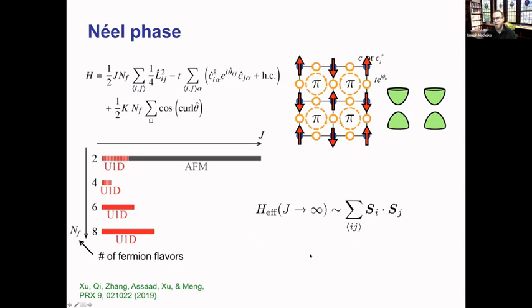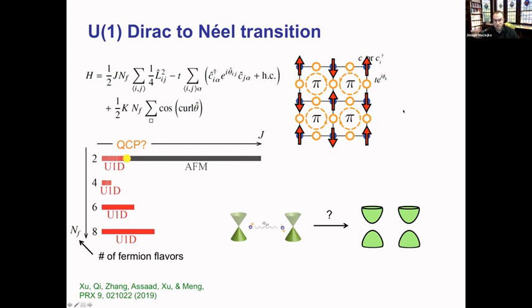So this we can understand fairly simply from the point of view of the infinite J limit of the models. You can use strong coupling perturbation theory, and you will show that this model, in fact, reduces to the nearest neighbor Heisenberg model on the square lattice, which we know orders antiferromagnetically at zero temperature. So from the point of view of these Dirac fermions, they acquire a mass. They're being gapped out.